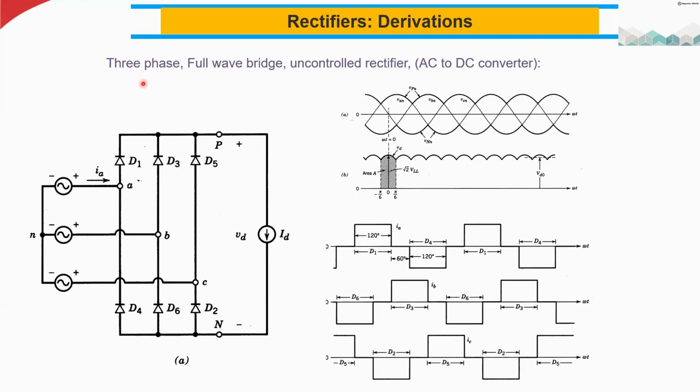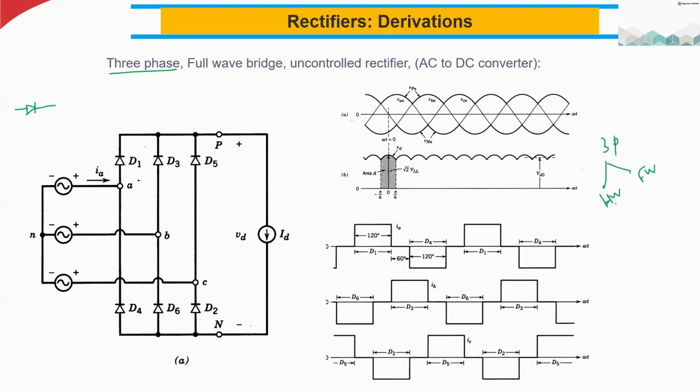Three phase means instead of giving a single phase input, you are giving three phase input. Three phase rectifier. So far we had seen only single phase half wave and single phase full wave. In the three phase rectifier, in three phase also we have a half wave and full wave. Remember the classifications.